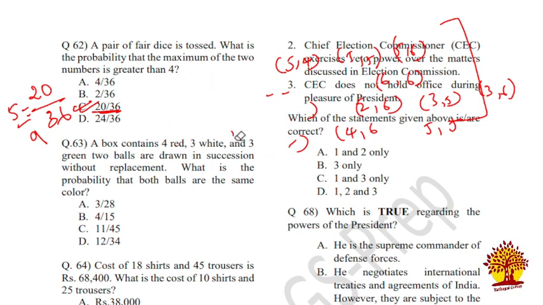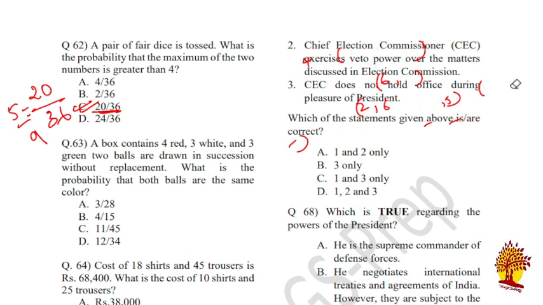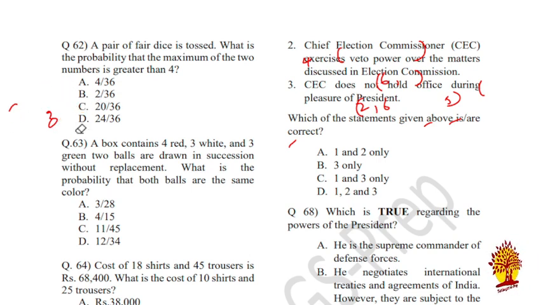Next, a box containing 4 red, 3 white and 3 green balls. Then what you have to do? You have to draw 2 balls, and those 2 balls should be of the same color, any one of the 3, but the 2 balls should be the same color. What is the probability of having 2 balls of the same color?